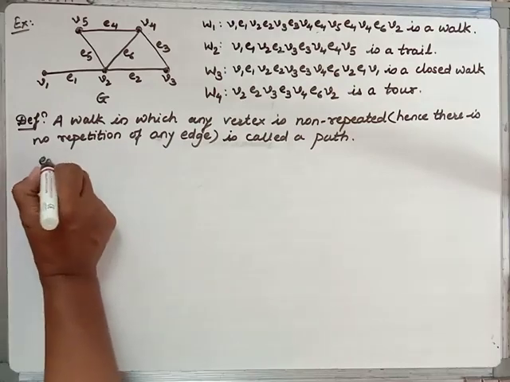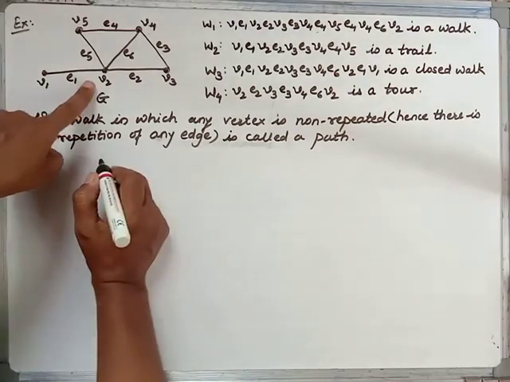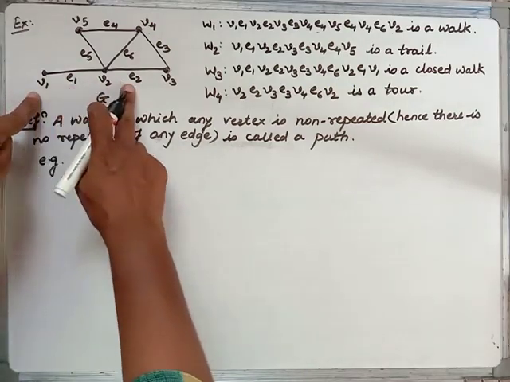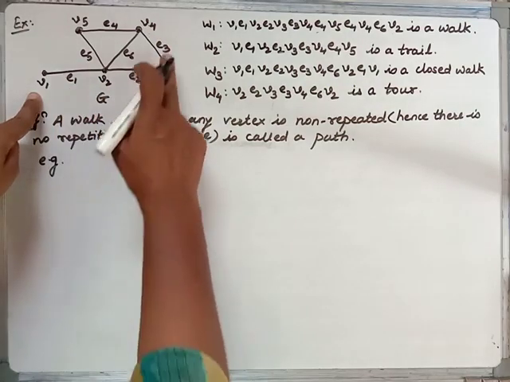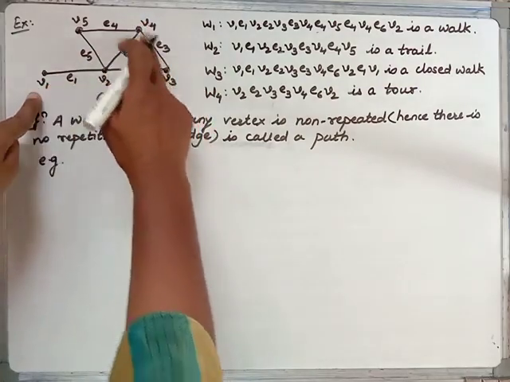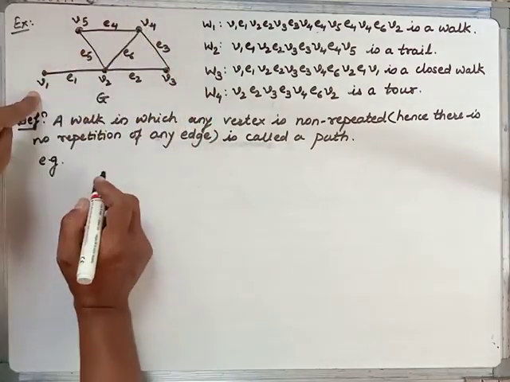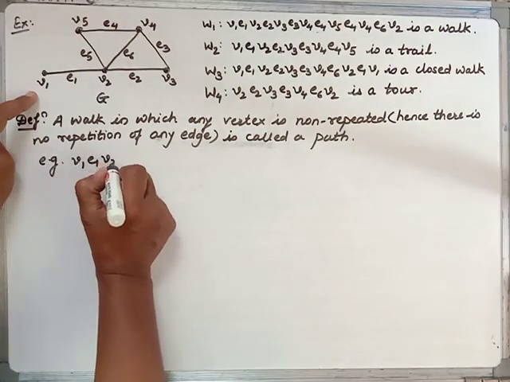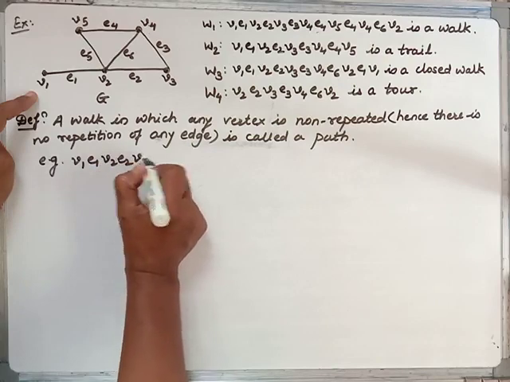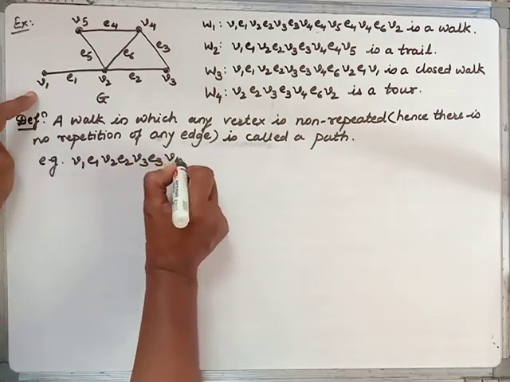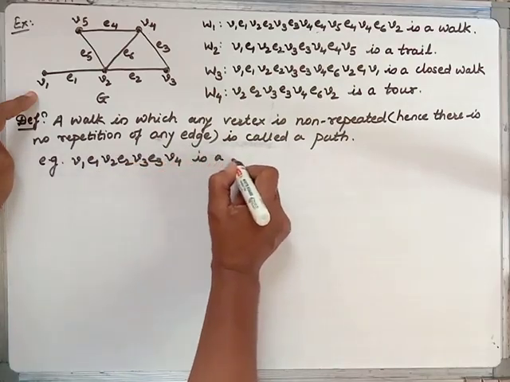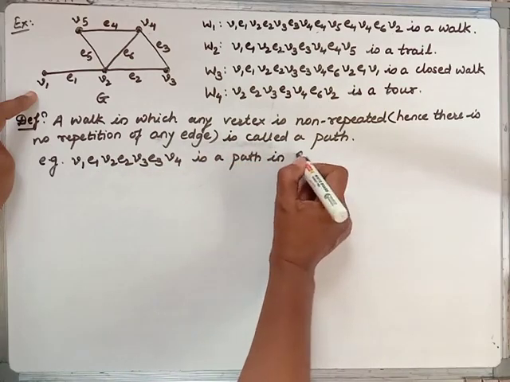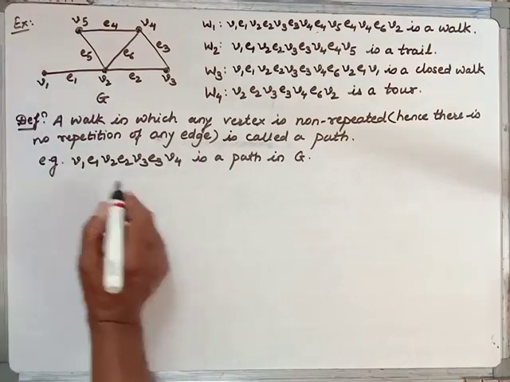For example, in this graph G, we can take V1, E1, V2, E2, V3, E3, V4, which is a path. Here the vertex is not repeated. So V1, E1, V2, E2, V3, E3, V4 is a path in G.